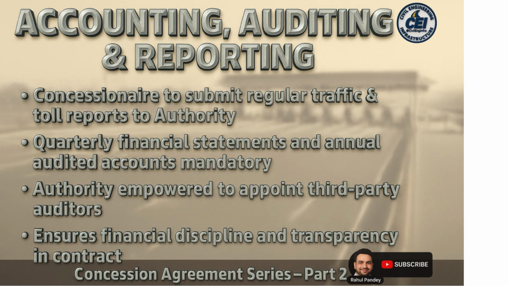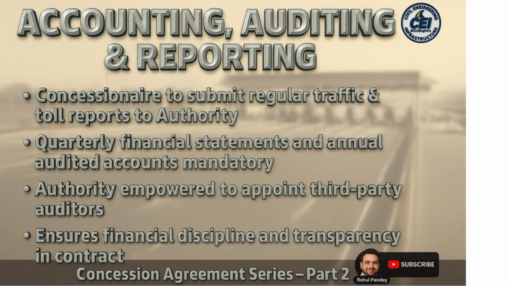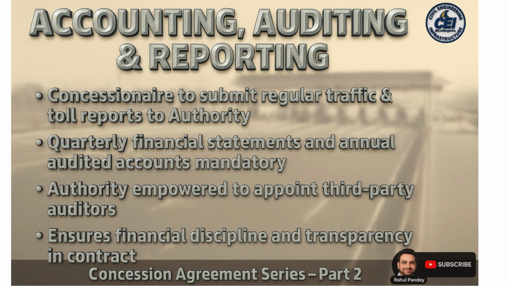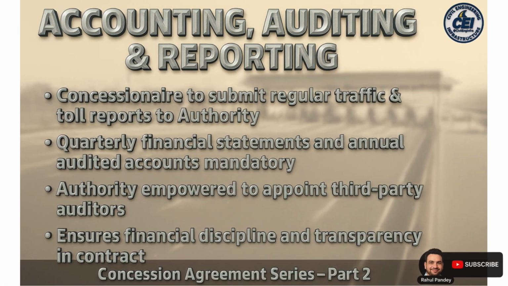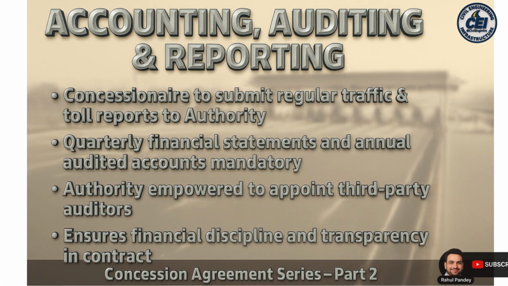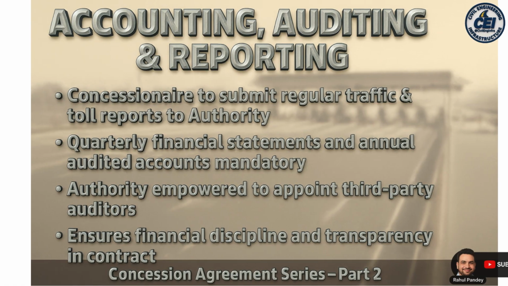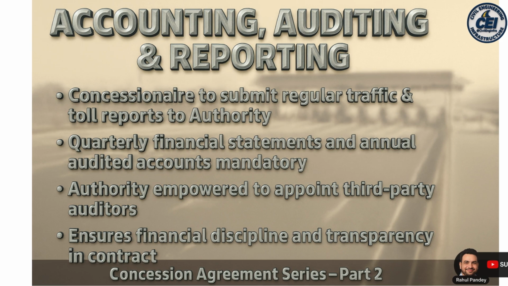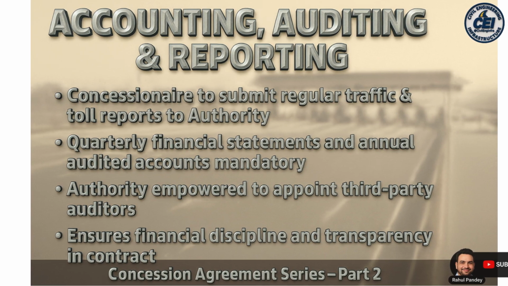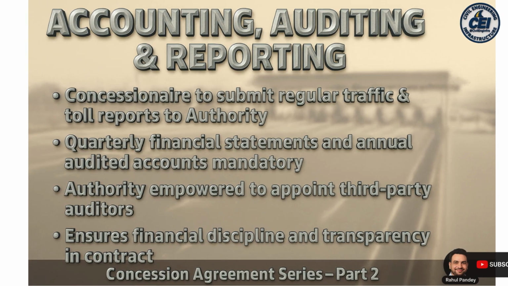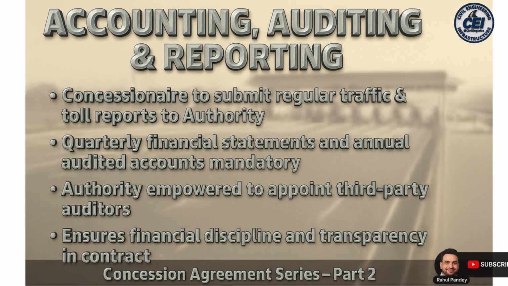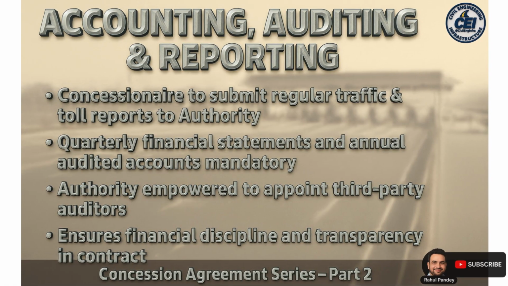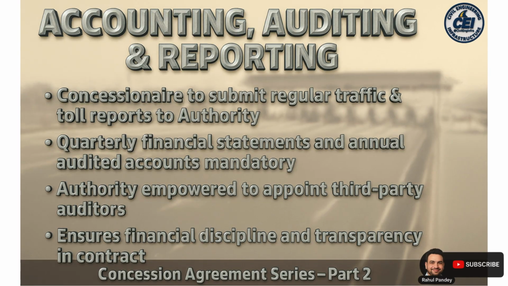Slide 6. Accounting, auditing or reporting. Accounting, auditing or reporting provisions enforce financial discipline and transparency. Regular traffic and toll reports. Concessionaire submits regular traffic data, toll collection and O&M activity reports to the authority. Quarterly financial statements and annual audited accounts, mandatory for tracking project performance and compliance. Authority may appoint third-party auditors to verify utilization of funds and adherence to payment priority. Outcome. The accounting, auditing or reporting framework makes project finances transparent and accountable, builds stakeholder trust and mitigates risk.